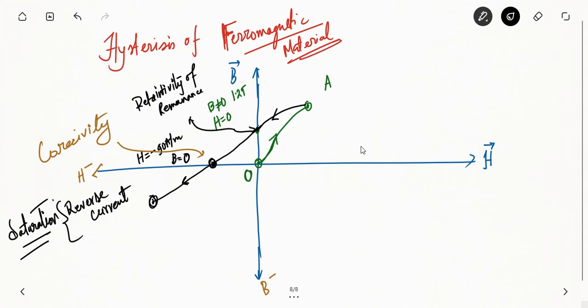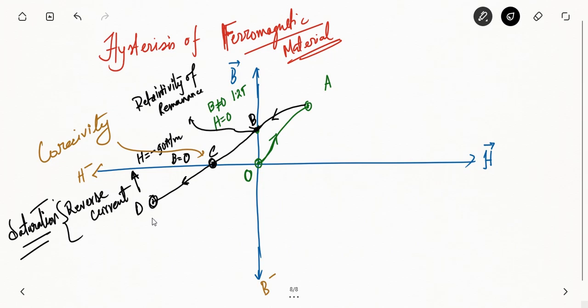Now the reverse current is increased. Suppose at point A, this point is called point B, and point B is called the retentivity or remanence, and now point C is called coercivity, where B equals 0 but H is negative. The magnetic field is negative. At point D, this D point is saturation when the reverse current is increased.